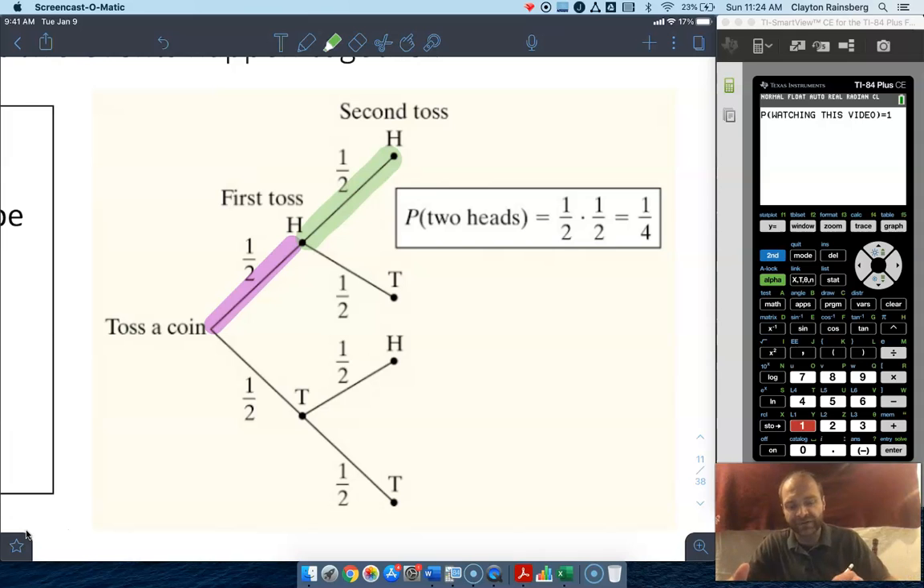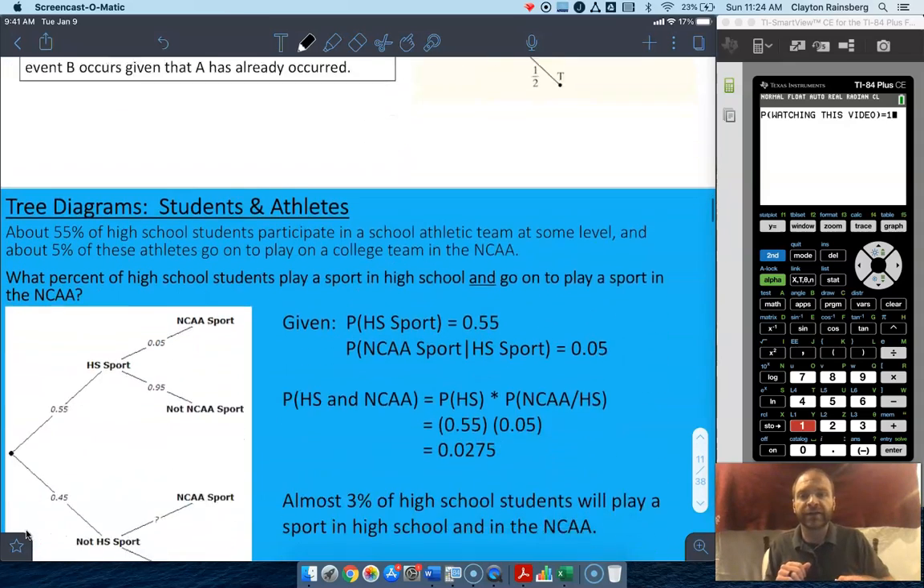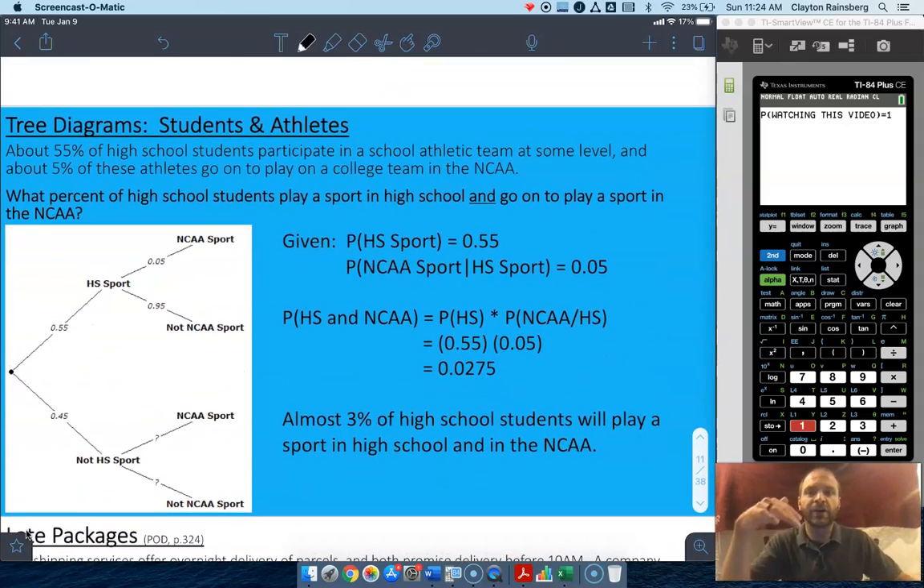We looked at the first event, tossing the first coin. We looked at the second event, the probability of getting a heads on the second coin, given that the first one occurred. I can just follow along the branches for it. So here's again, blue slides, not in your notes packet. We'll talk through it. About 55% of high school students participate in school athletics at some level. And about 5% of these go on to play on a college team in the NCAA. What percent of high school students play a sport in high school and go on to play in the NCAA?